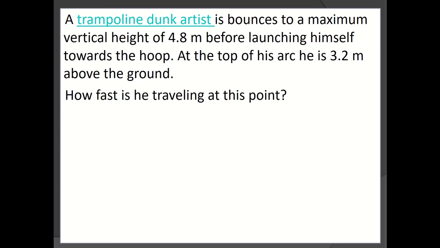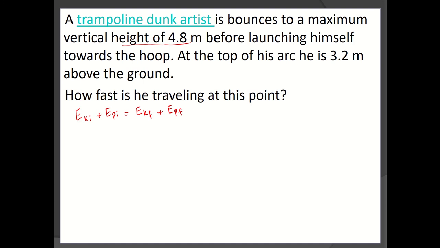So let's see what we can do. Let's start with the equation. We have our initial kinetic energy plus initial potential energy equal to the final kinetic plus the final potential. Okay, now let's see what we can get rid of here. He bounces to a maximum height of 4.8 meters before launching himself towards the hoop. So that means that at the maximum height of 4.8 meters, he does not have any kinetic energy.